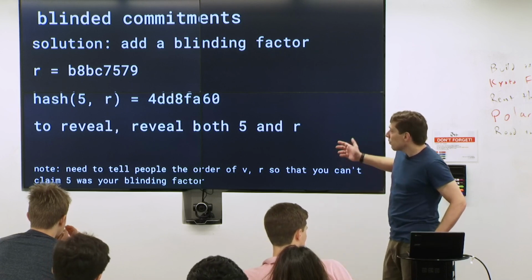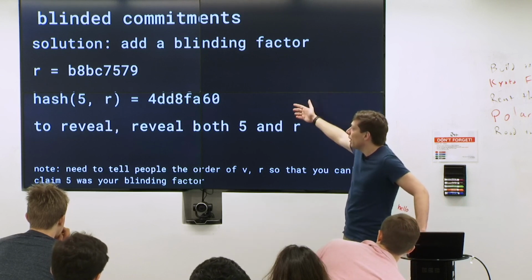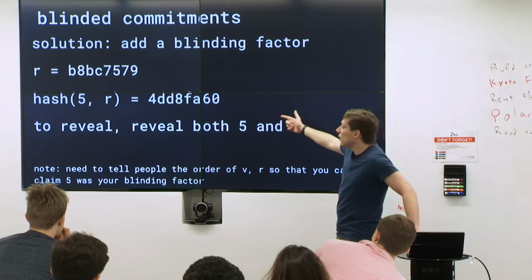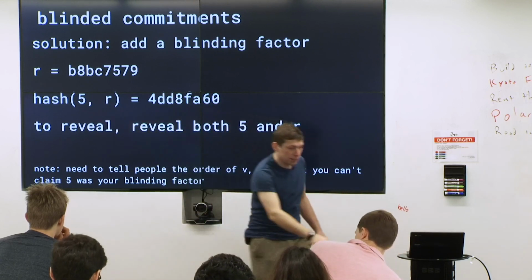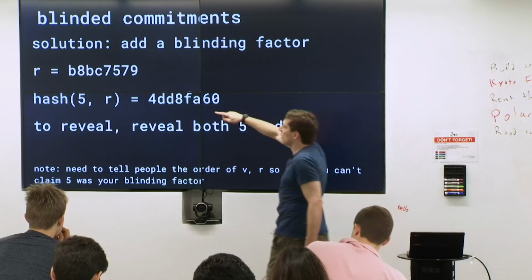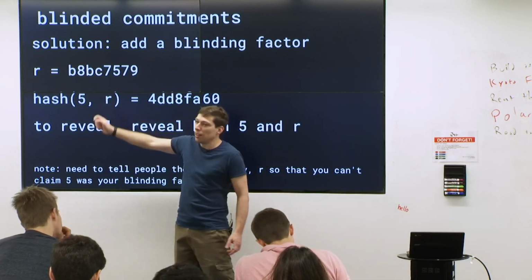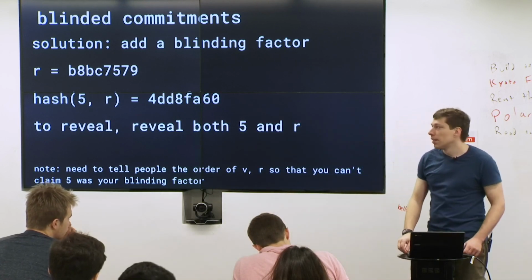Okay, so this is now hiding, and it's still binding, right? You can't change it to, like, 6. I think that's the next slide. Wait. Okay, yeah. So you can't change this to 6 and change to a different R. I mean, you could, but you still have to do a lot of computation.